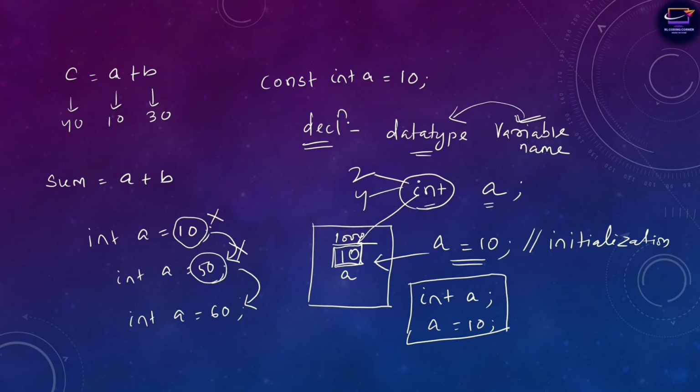And you can also perform declaration and initialization in a single statement. Instead of writing two statements, we can write it in a single statement: int a equals to 10. In one statement, declaration plus initialization both are performed. So rather than the above two lines, you can also write it in a single line. Okay, take an example.